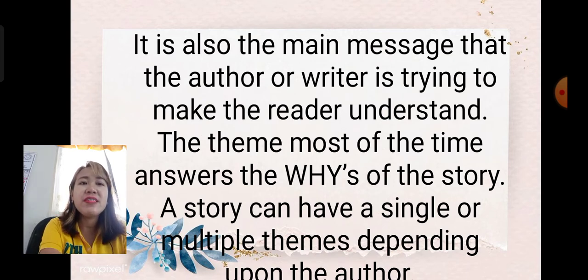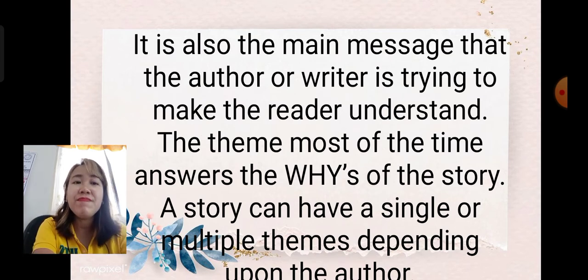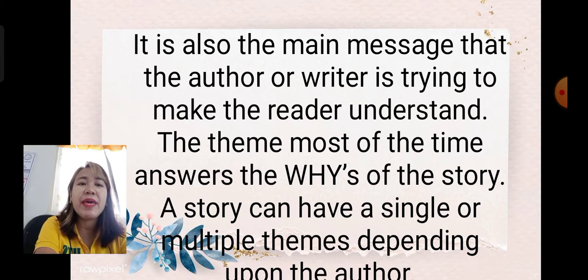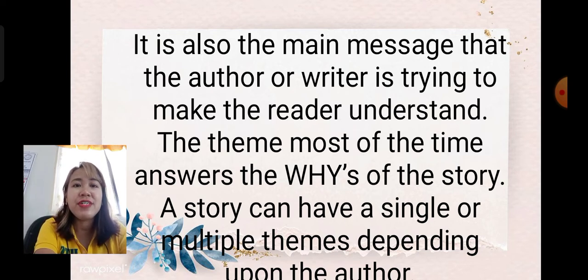It is also the main message. So, the main message that the author or writer is trying to make the reader understand. It helps us as a reader to know what the story is all about with the help of the theme. So, mas naiintindihan natin yung gustong iparating ng writer sa atin. So, the theme, most of the time, answers the whys of the story.